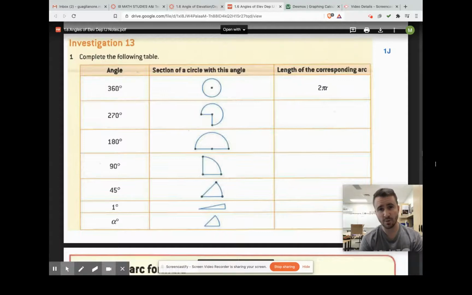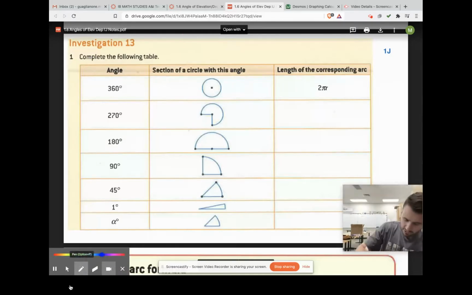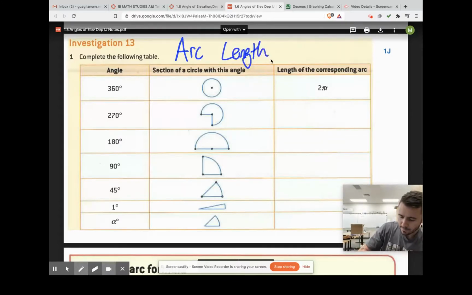All right, next we are going to get into something a little bit different. It's going to be hard to see the connection between angle of elevation, depression, and this stuff, but they are connected. Just take my word for it. So we're going to be talking about something called arc length. So write that down, arc length.